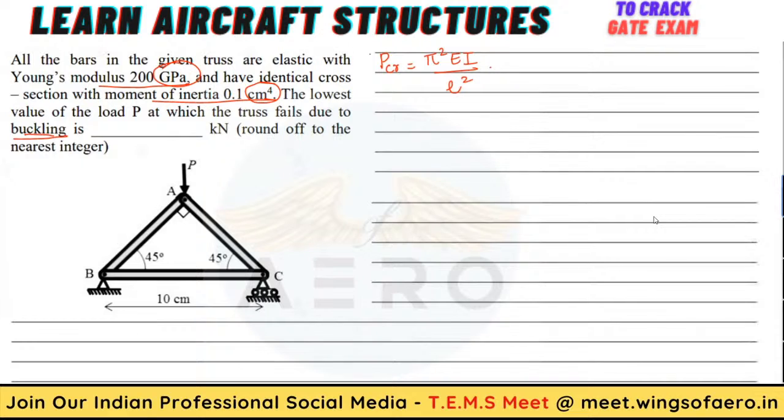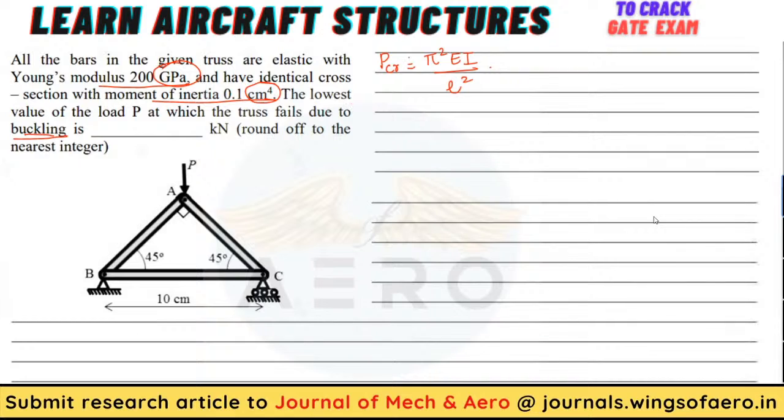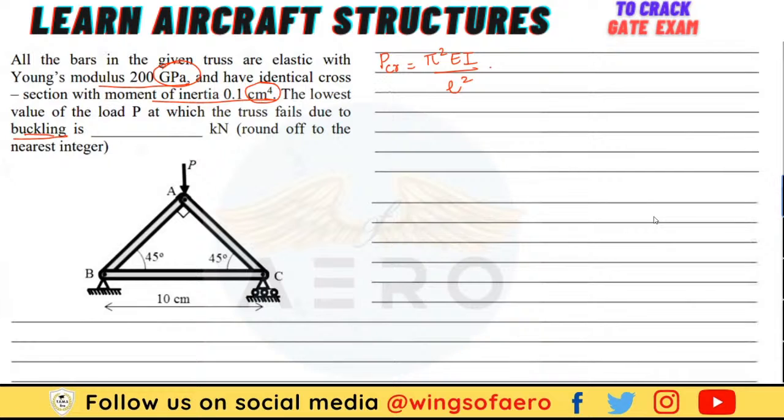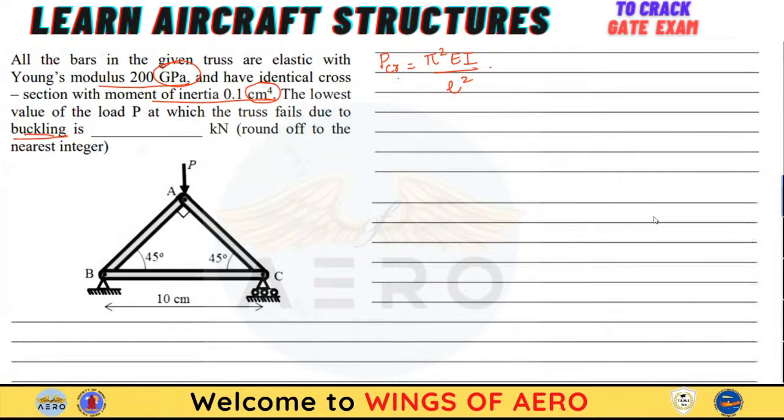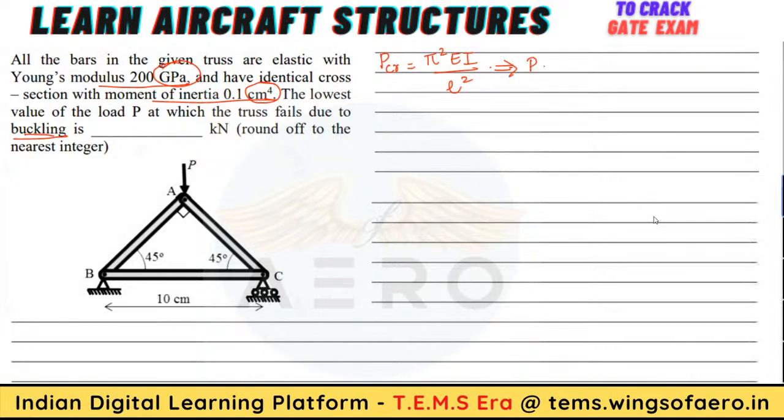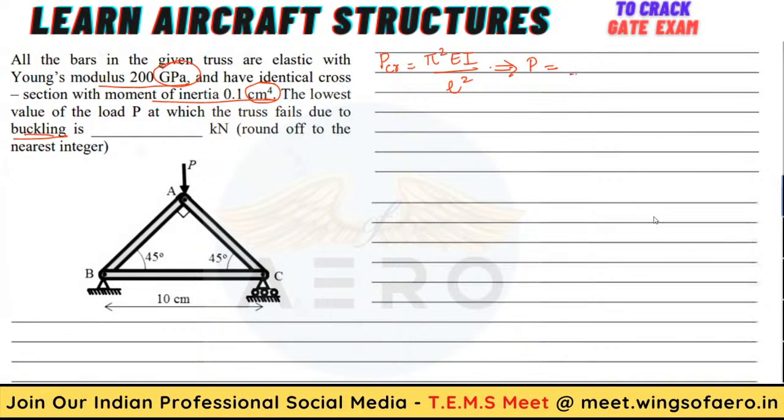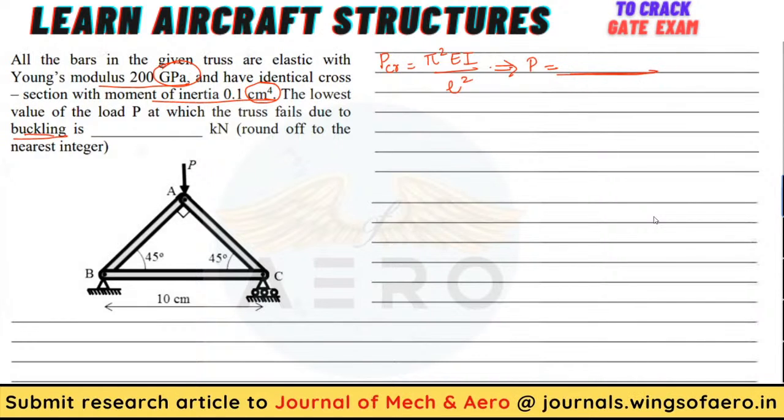Now our main aim here is to find out this P value. We need to substitute over here, that is the PCR value. When we resolve this into this formula, whatever value of P we get, that is where the truss fails due to buckling, right? That's what they ask over here. So first of all, you have to proceed with the same thing.